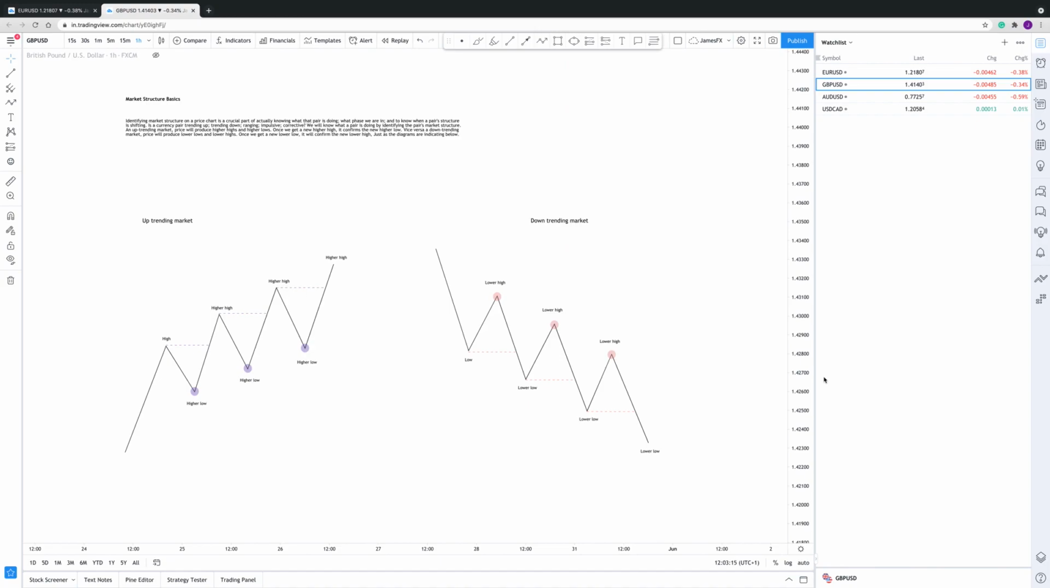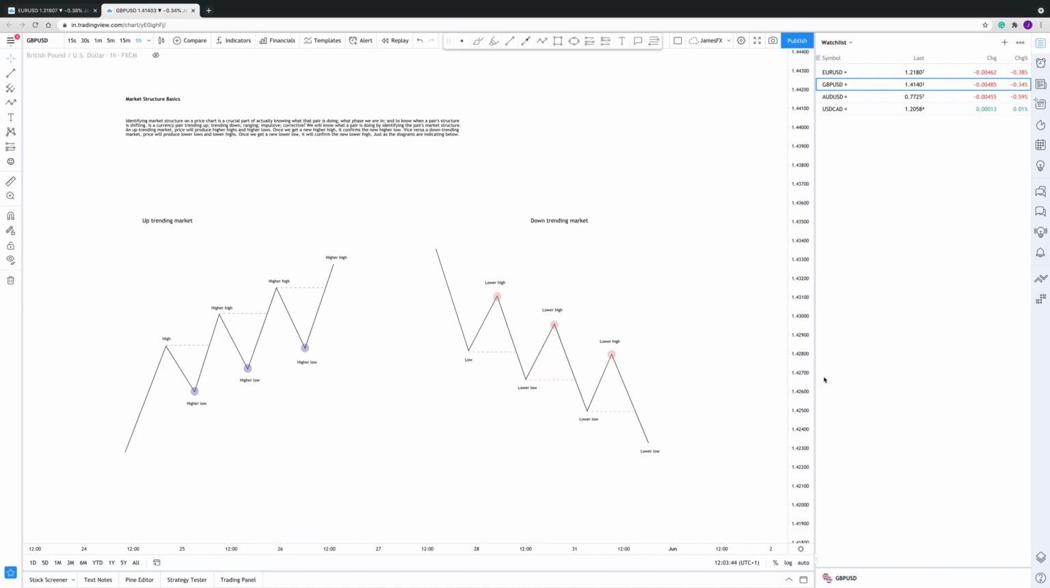So is a currency pair trending up, trending down? Are we putting in lower lows, lower highs, higher lows? Are we ranging? So a range-bound market where we're staying within two price points, not really moving up or down. Is price impulsive, corrective? So we will know what a pair is doing by identifying the structure.